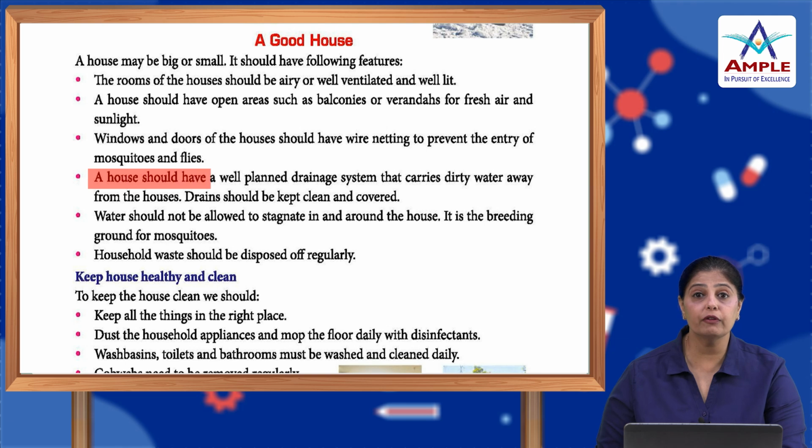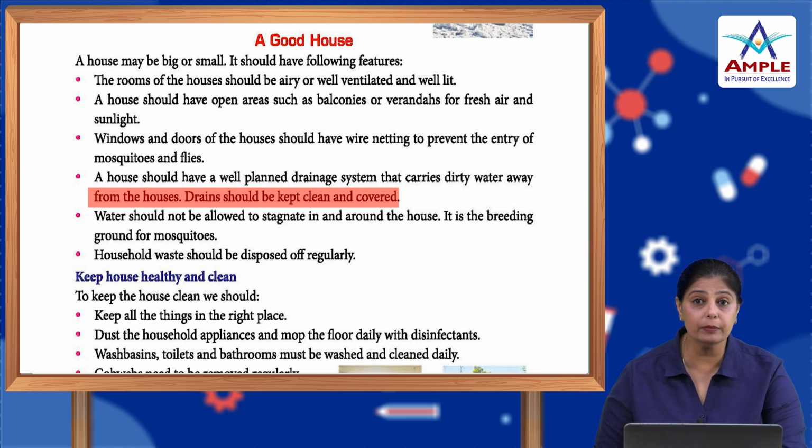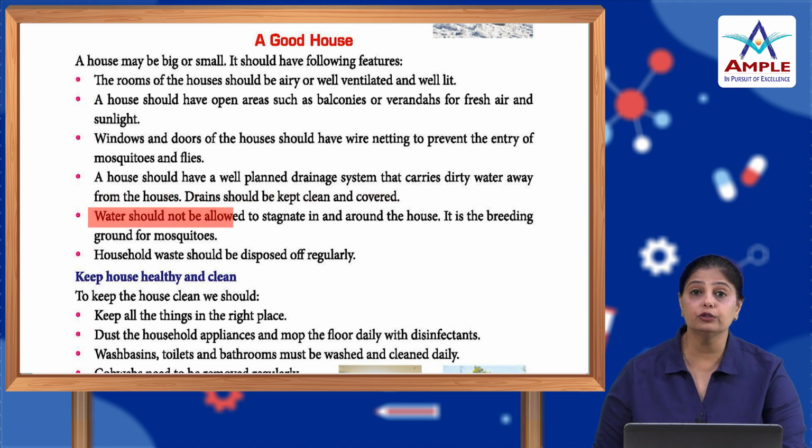Now, a house should have a well planned drainage system that carries dirty water away from the houses. Drains should be kept clean and covered. This is very important, because if the water starts accumulating in the house, especially the dirty water, again diseases will start building up, and germs will start playing their role of spreading the disease. Now, water should not be allowed to stagnate in and around the house. Stagnate as in to be collected in and around the house. It is the breeding ground for mosquitoes.